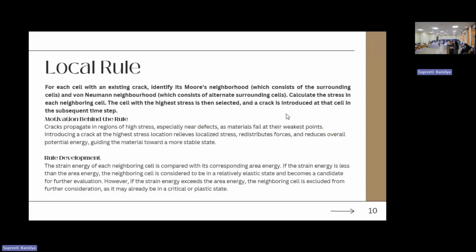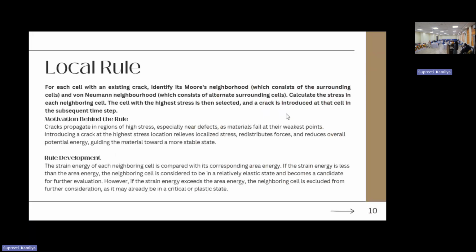This is done for 3 simple reasons. The first one being that the cell with the highest stress location should be relieved first, because then the forces will be redistributed. The second one being, when you choose the cell with the highest stress, we'll be choosing the weakest point of the material. And the next one is that when we choose the cell with the highest stress, we'll be trying to reduce its overall potential energy, which will guide the entire system towards its more stable state.